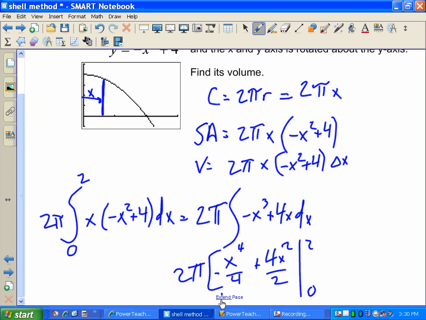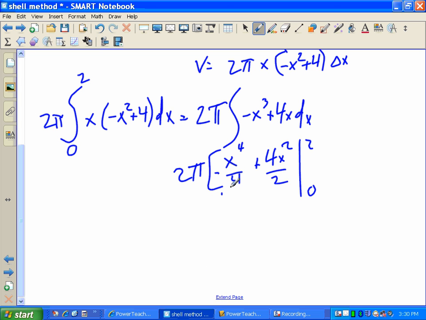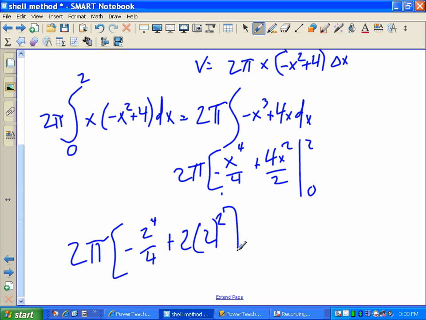I'm going to continue on just to do at least one of these full out. I know you could do this from here without my help, but we'll just roll. 2 pi, and the nice thing is the 0 is going to disappear for us. Negative 2 to the 4th over 4 plus, this is really just 2x squared, so 2 times 2 squared. 2 squared is 4, 4 times 2 is 8. So 8 minus 16 over 4, correct? 2 to the 4th is 16, over 4, so 8 minus 4. Going to multiply that by 2 pi. 8 minus 4 is 4. 4 times 2 is 8. Turns out to be 8 pi.